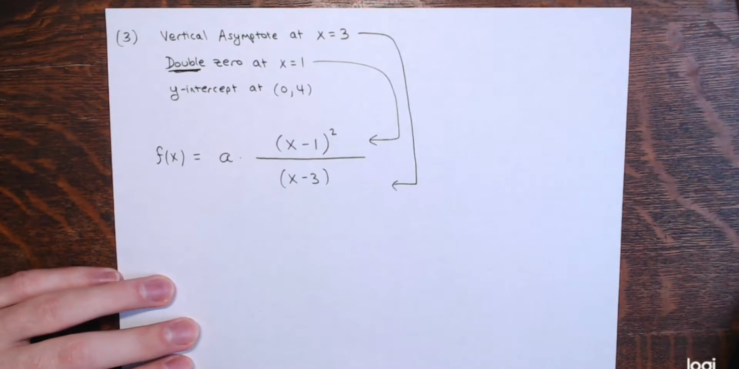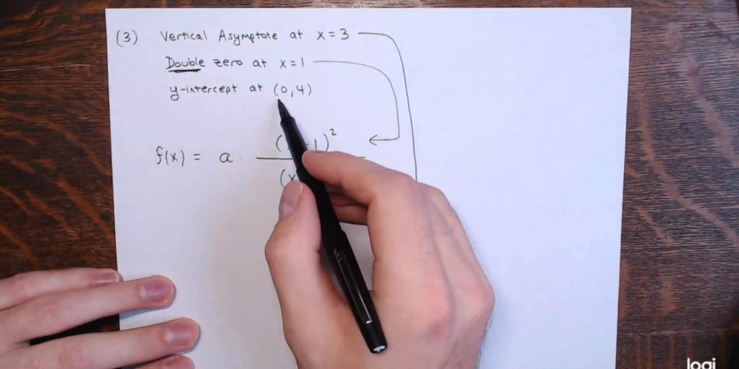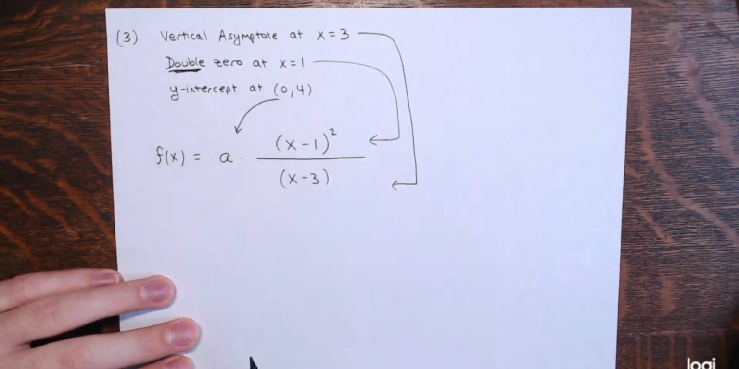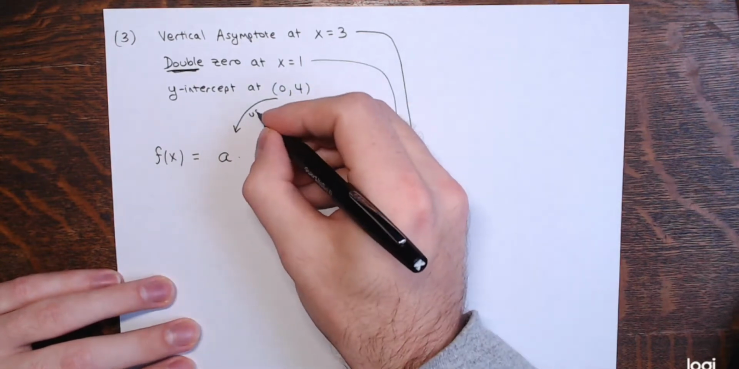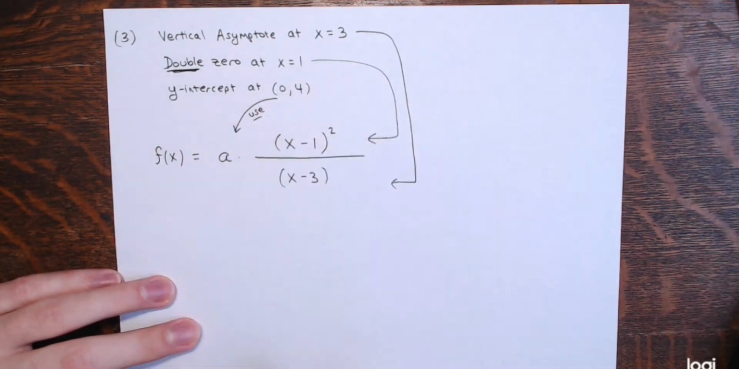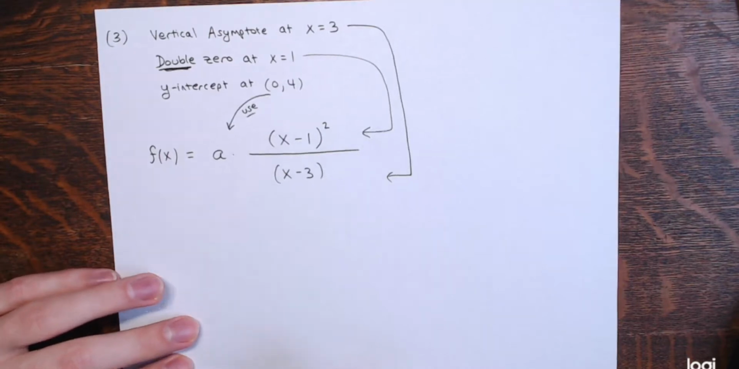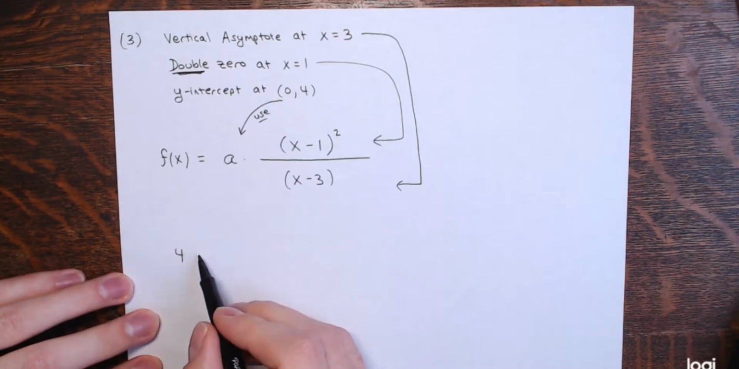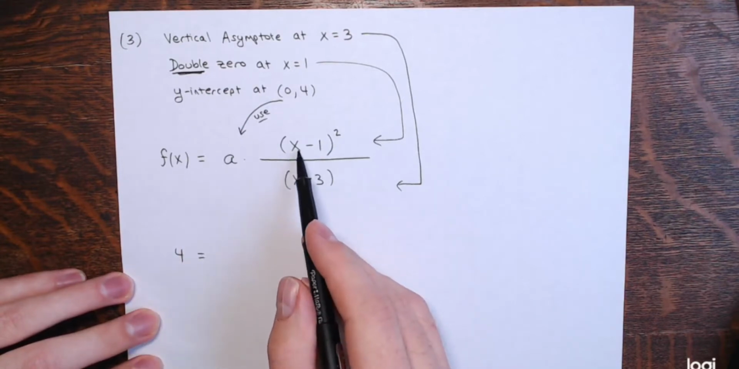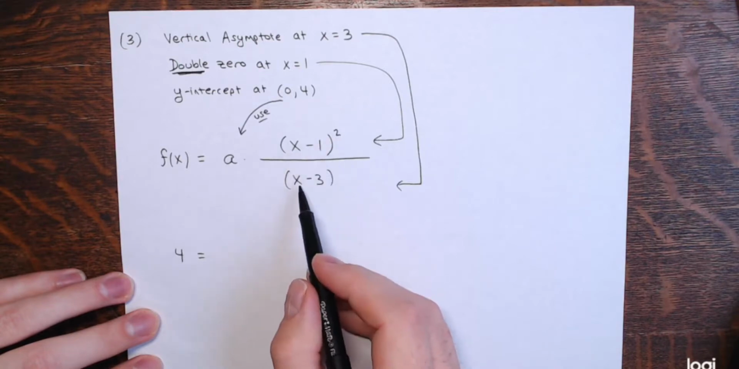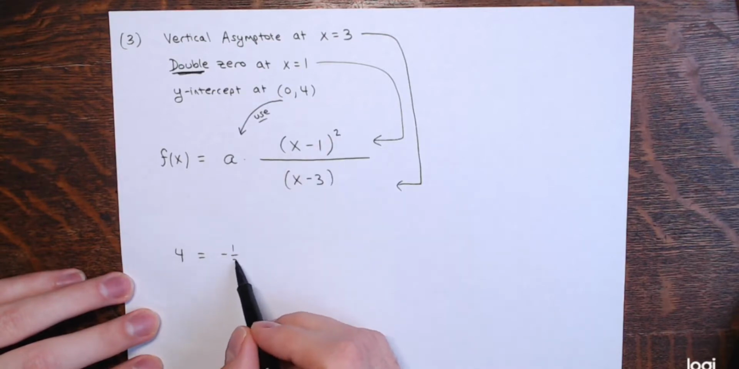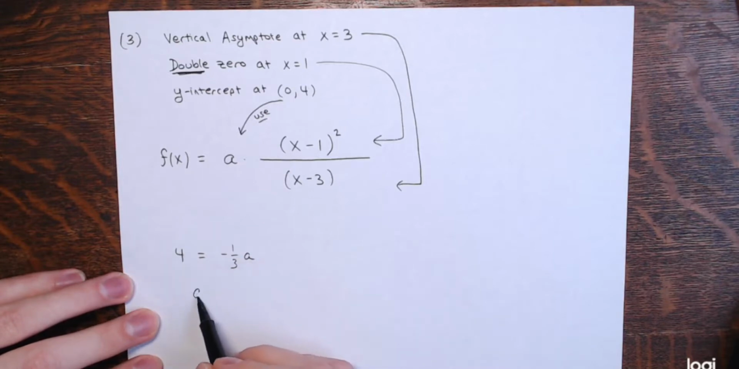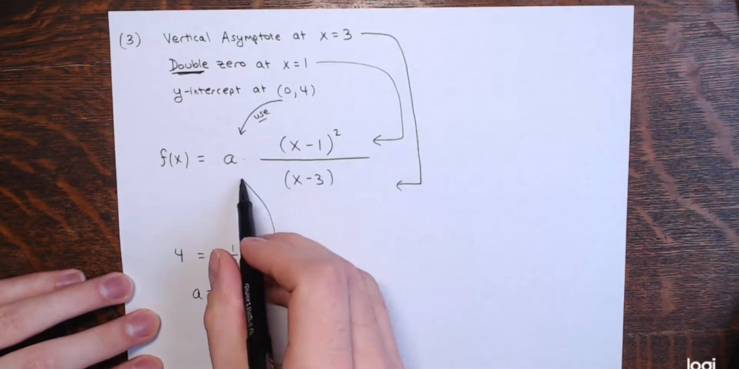And that's it, except for finding a. And this is how, now it's not going to be 4, all right, but I use that point. And it's not like the horizontal asymptote thing from last example. So plug in 0 for x, 4 for output, right? 4 for f of x. So 4 equals, if x is 0, this would be 1 in the numerator, -3 in the denominator, so -1/3 a. And then a would have to be equal to, multiplying both sides by -3, a would be -12. All right, so there we go.